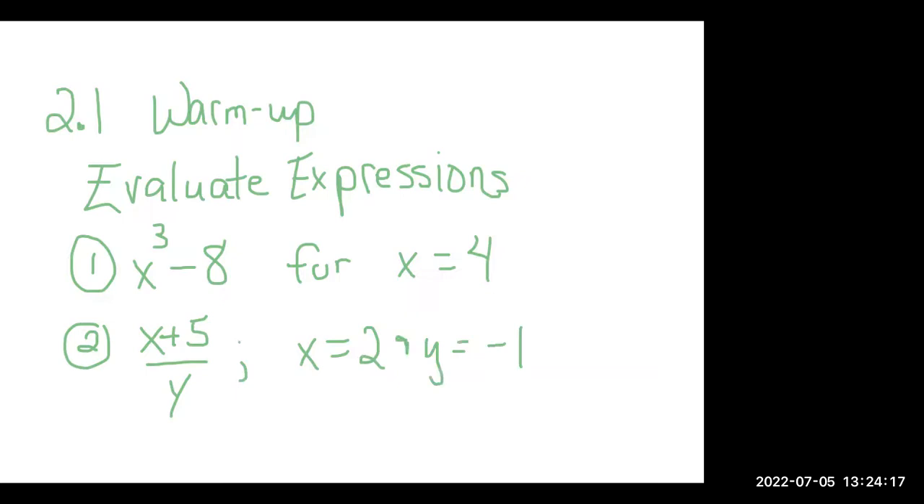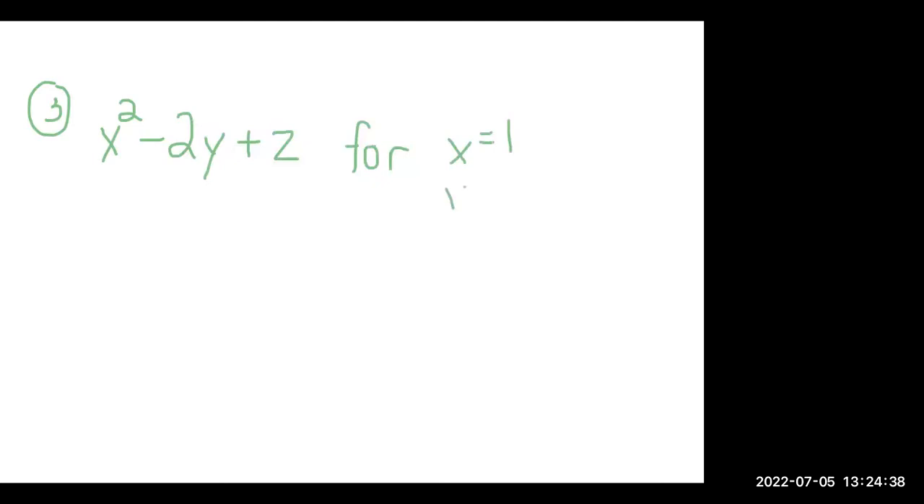And there's one more that I like that has 3 variables. I'm going to put it on the next page, but I'll come back to this page. So the one that has 3 variables is, this is number 3, x squared minus 2y plus z for x equals 1, y equals 2, z equals 0. That's probably about as tricky as these ones get.